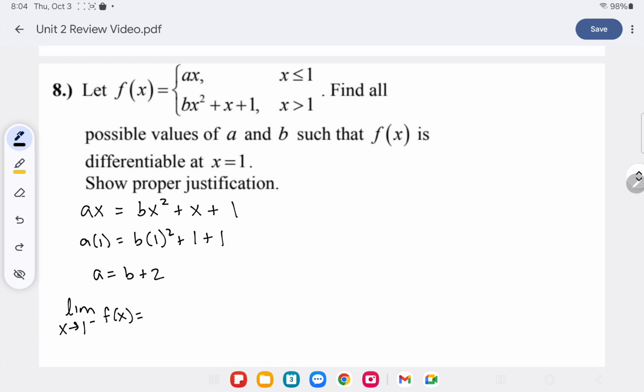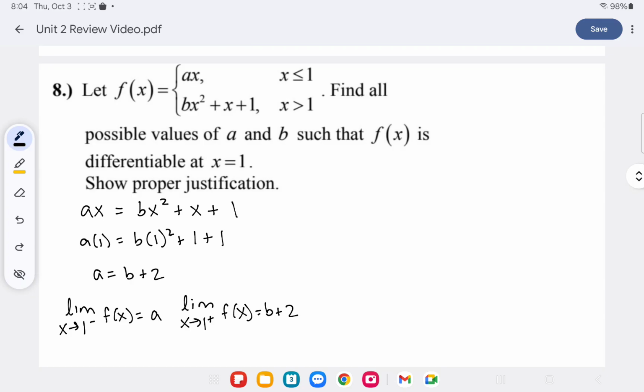That was the left side. We ended up just getting a. And then that needs to equal the limit as x approaches 1 from the right side of f of x, which we need to be b plus 2. So that's why we need a to equal b plus 2.